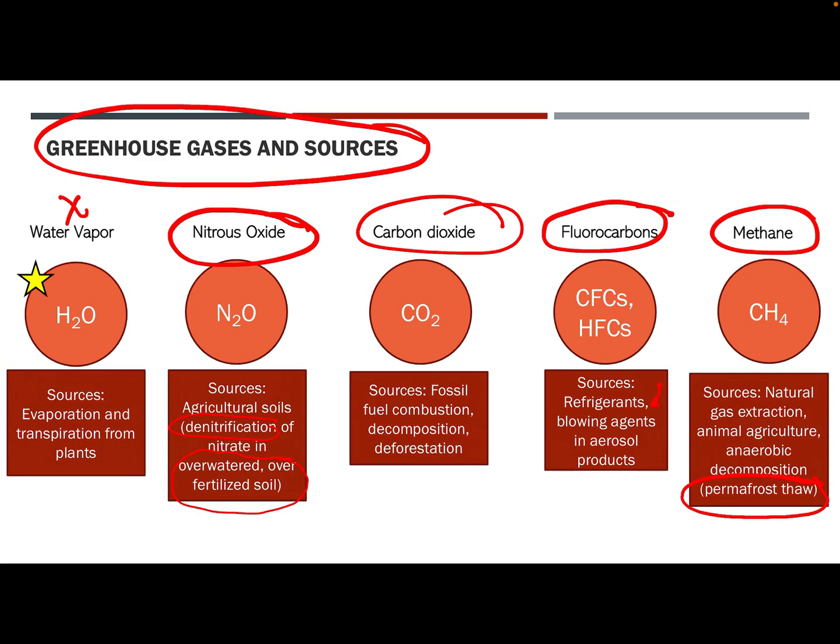And then last but not least, we have water vapor. By definition, water vapor is a greenhouse gas, but it doesn't act like a greenhouse gas. Water vapor comes from evaporation and transpiration in plants, evapotranspiration. But the difference here is these other things all increase temperature.